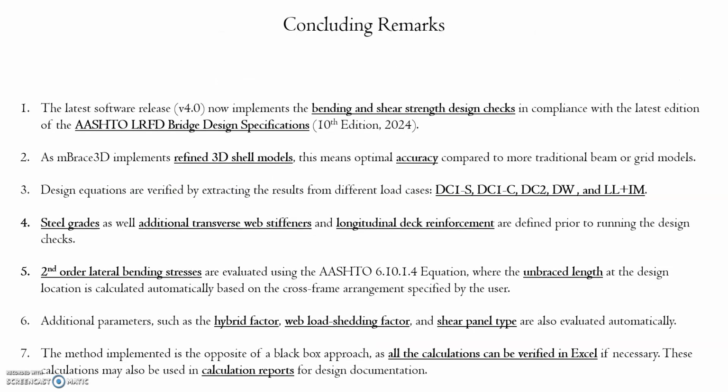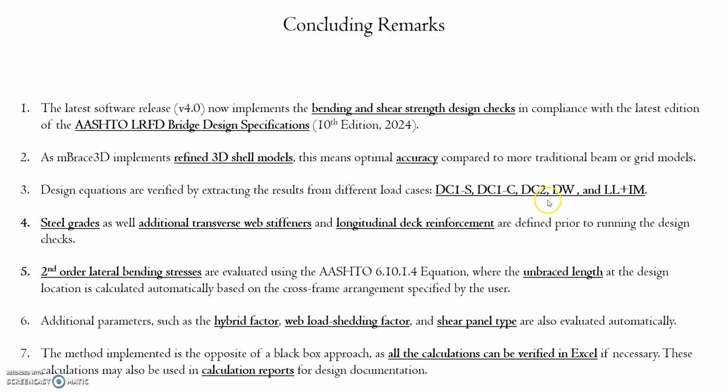So to conclude, and I'm not going to read all of these because this presentation is available on the website. You now have the ability in version 4.0 to look at the bending and shear strength design checks in full compliance with the 10th edition of the AASHTO LRFD bridge design specifications for curved steel bridges, for curved plate girder bridges. This is done on refined 3D shell models, which is really the state-of-the-art methodology for curved bridges or potentially even skewed bridges. You do not need any distribution factors. This is all taken care of by the finite element model.